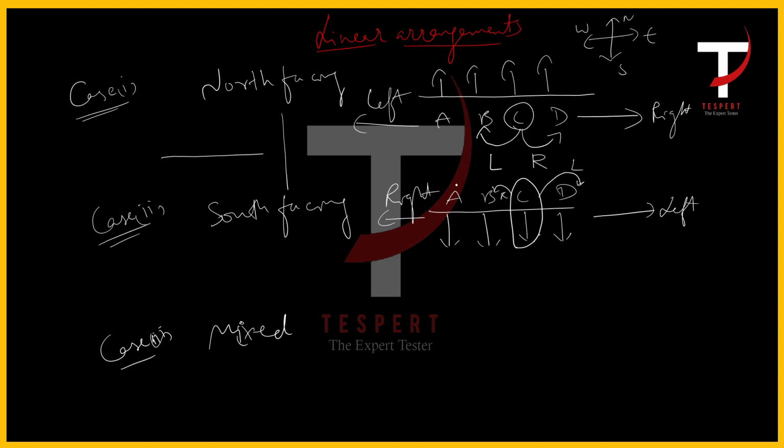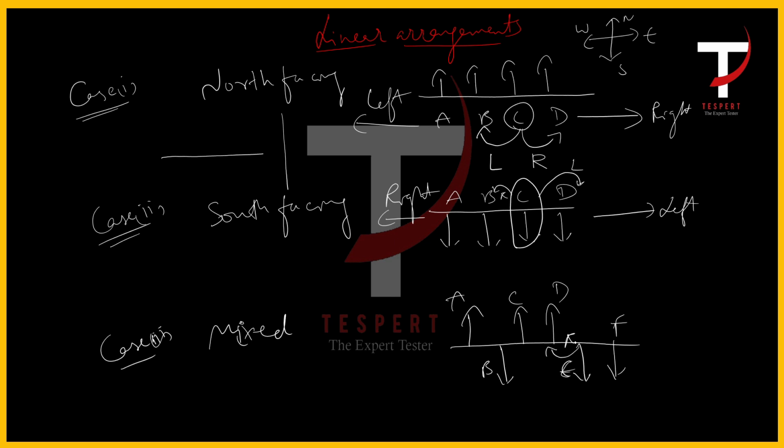So in mixed case, we have both. One is facing north, one is facing south, again north, again north, south, south. So this is A, this is B, C, D, E and F. Who is to the right side of E? See, E is facing south. Imagine you are E, you are facing south. So who is right side of E? D is right side of E.